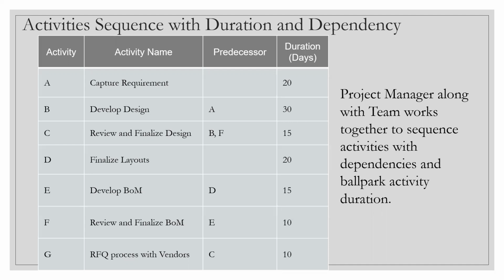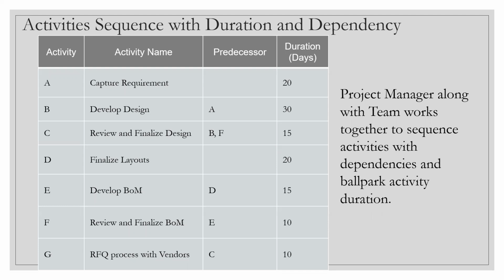Similarly, for C also, you will see that I have given B and F as the mandatory dependency. B means the development of the design has to be completed, and F is you also have to review and finalize the BOM before you review and finalize the design. Your design cannot be finalized prior to finalizing the bill of materials, right? So like that, all the sequencing has been done.